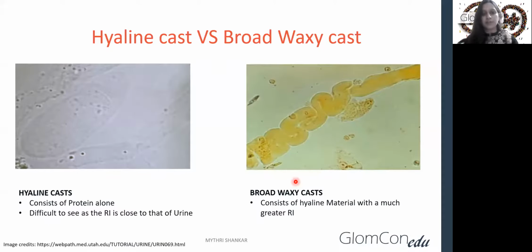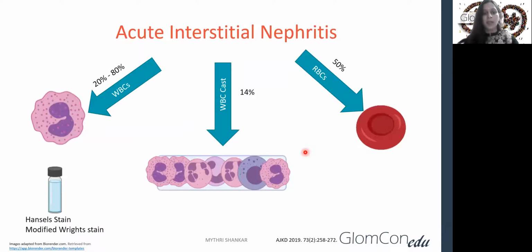So, how do we differentiate hyaline cast from broad waxy cast? Hyaline cast has a refractive index closer to that of urine. Broad waxy casts have a much higher refractive index. In acute interstitial nephritis, we may see WBCs, predominantly eosinophils, WBC casts, also RBCs, and rarely RBC casts.